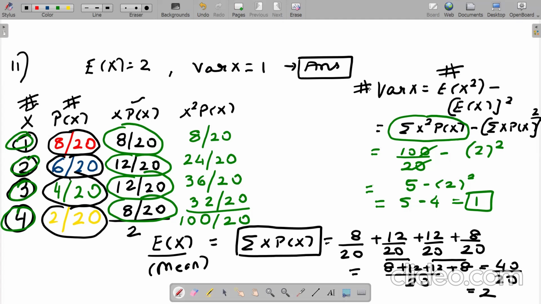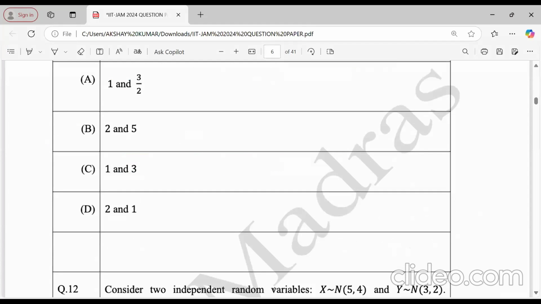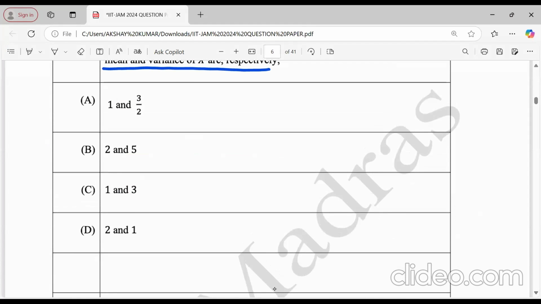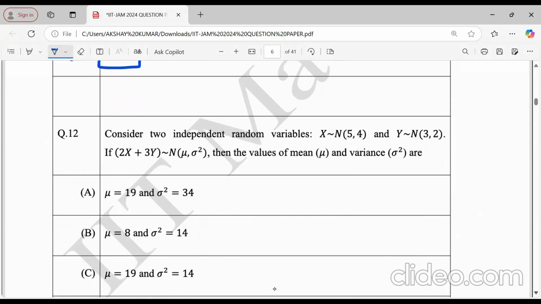Okay, now quickly coming back to the paper. So question number 11, my answer I can mark, it's 2 and 1. So option D is the correct answer. Mean is 2, variance is 1. And then let's look at the next question.